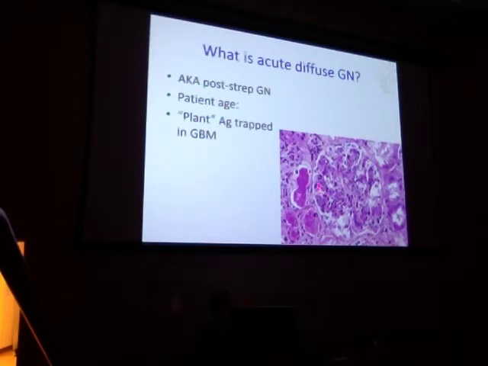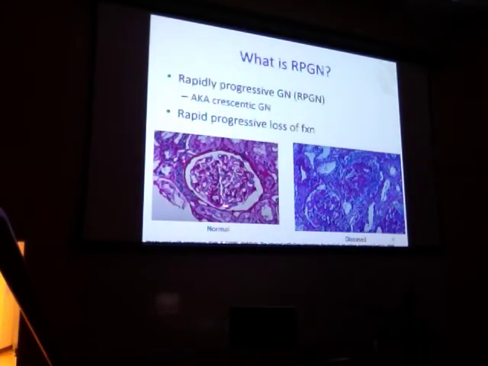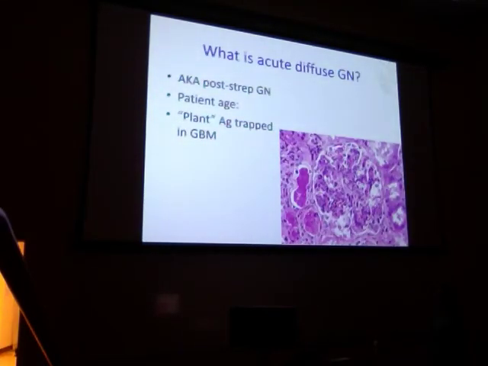So you can see this architecture here. You don't see this crescent moon shape, right? You don't see a lot of scarring with acute diffuse, but you see a lot of inflammatory cells within Bowman's space. So if I back up again, it would be the same control picture here. Bowman's space should actually be completely devoid of cells. Here you can see that there are inflammatory cells sitting within Bowman's space.